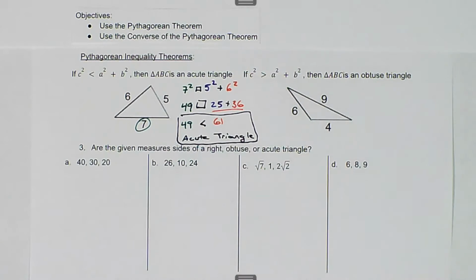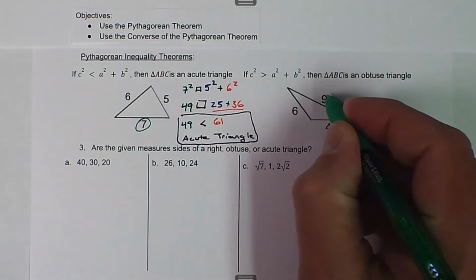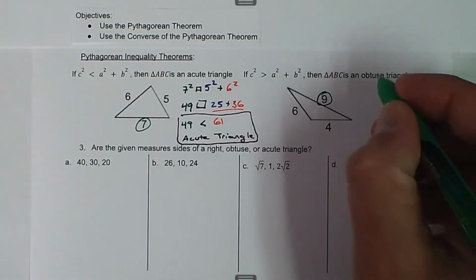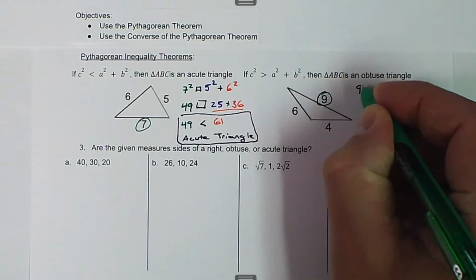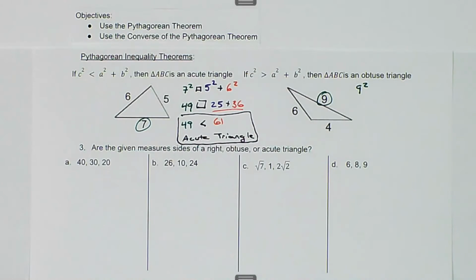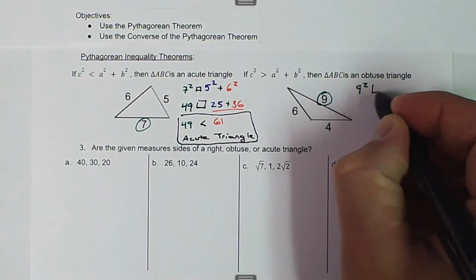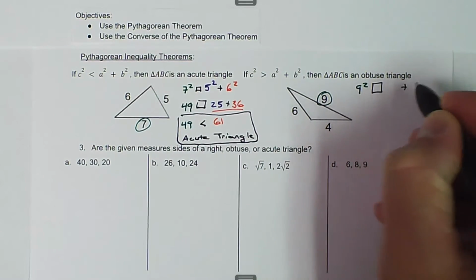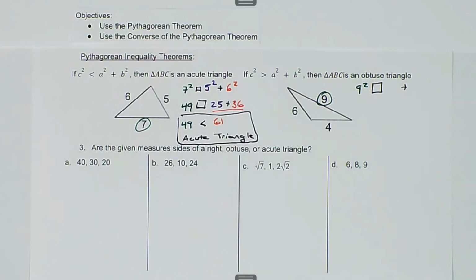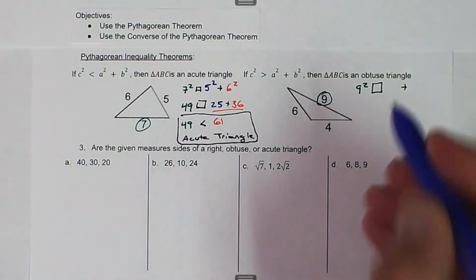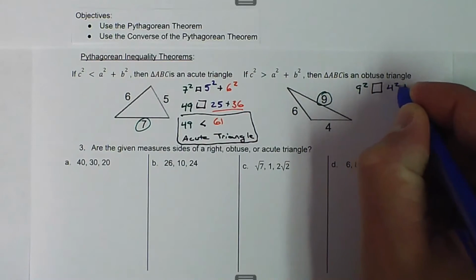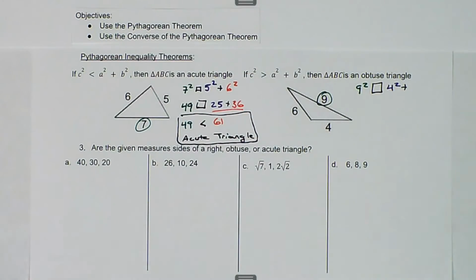We have another example that we want to check. And again, the longest side we would check to see if it's the hypotenuse. So the longest side here is 9. So we want to check 9 squared and the relationship to the sum of the other two added together. So that would be 4 squared and 6 squared.